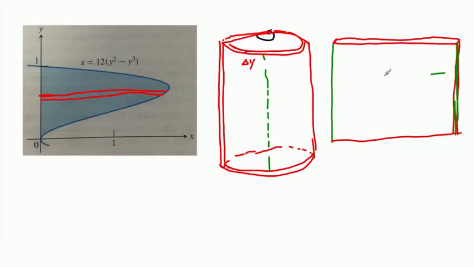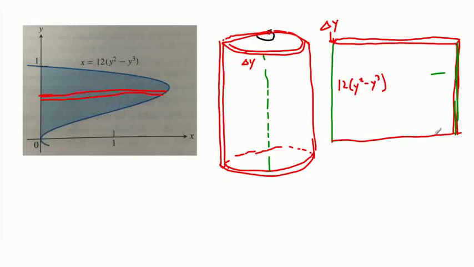Now if I spread it out, well, this thickness is actually still just delta y. And this length is going to be this height right here. So if I turn it back around and I know where my cylinder used to be, it's going to be this length right here. So this little piece right here is going to be this length right here, which will also be this length right here. And that's actually just my function. So my function here is 12y squared minus y cubed.